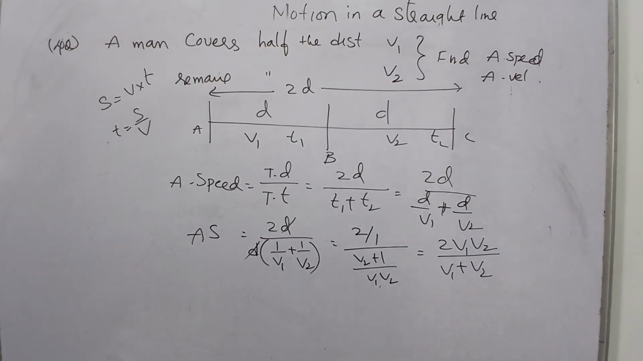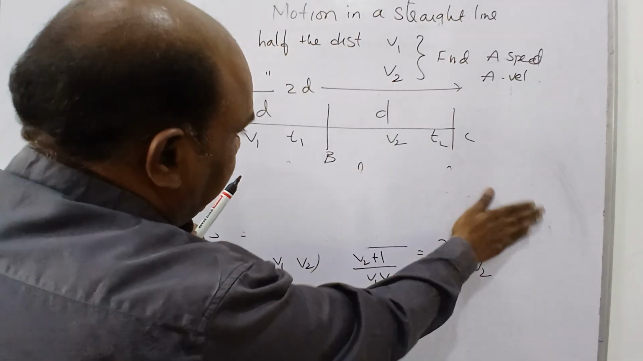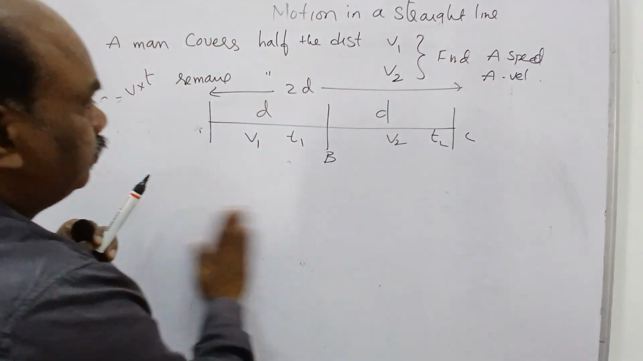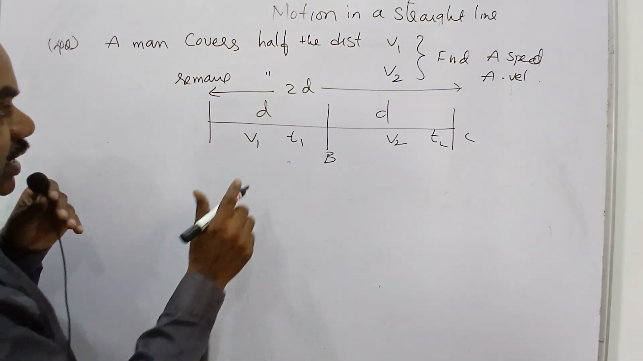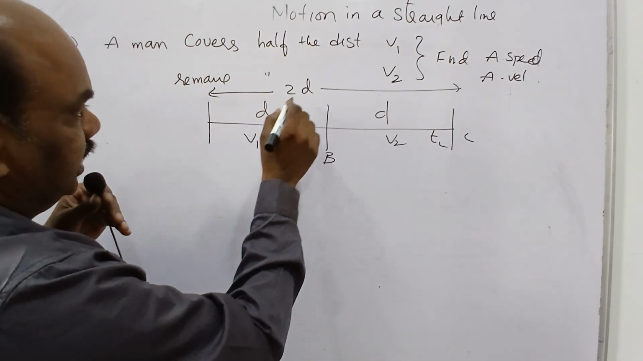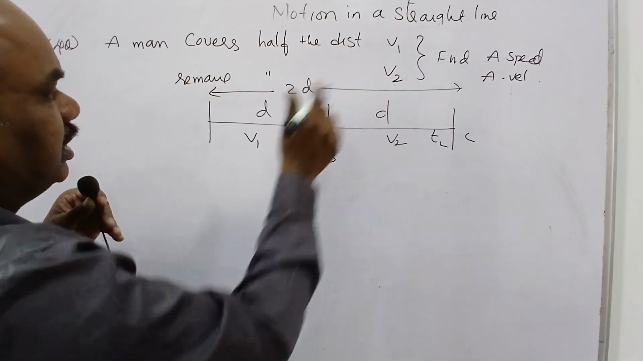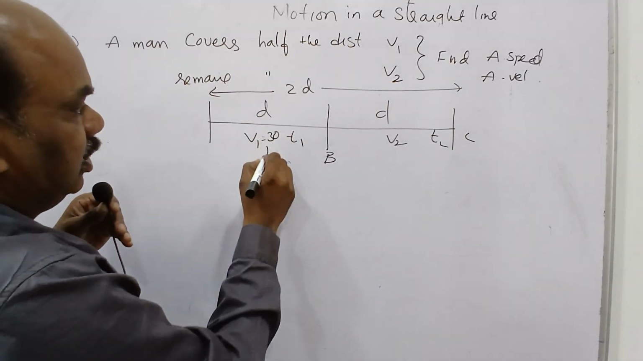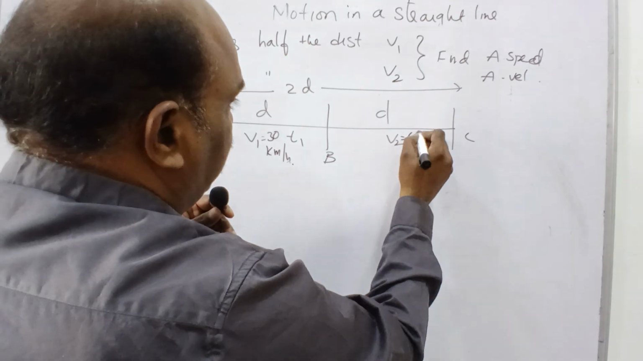Clear? One numerical also we will see here only. Let us consider the same question, one numerical I will tell you. Now let us consider a person covers half of the distance with v1 speed. V1, let us consider 30 km per hour. Another half of the distance, 60 km per hour.